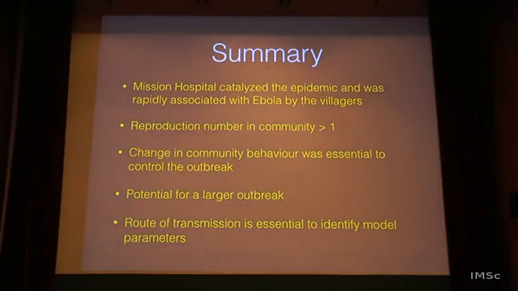Anyway, so just to summarize this work, we could figure out that the mission hospital catalyzed the epidemic and was rapidly associated with Ebola by villagers, and that's why the reproduction number decreased quite quickly. However, the reproduction number in the community was still above 1, and that's why the outbreak kept going even after the change in hospital consultation. And so this is also essential: controlling in the community is essential to control the outbreak, and that was one of the lessons at the beginning of the Ebola outbreak. There was also some potential for larger outbreaks that we found with resimulating.